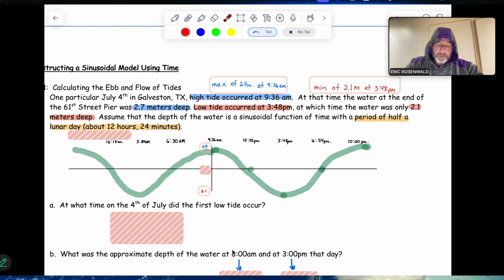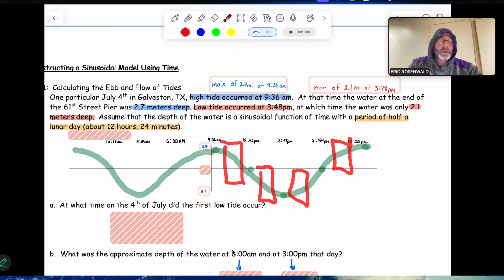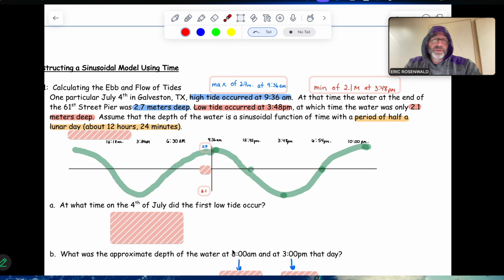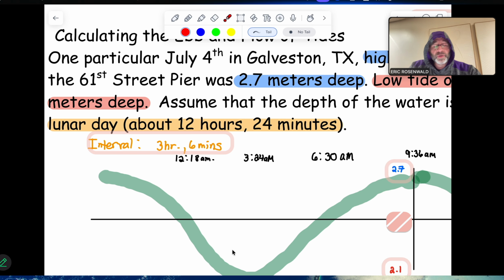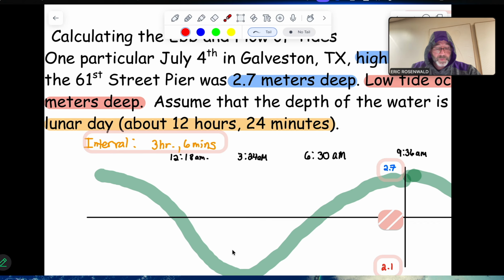Well, if we remember, in between each one of our points, there's 1, 2, 3, 4 separate spots, right? Those 4 separate spots are called our interval. It's how we move as we go from point to point. Well, if the period of this is 12 hours and 24 minutes, if we break this period into 4 equal parts, 12 divided by 4 and 24 divided by 4, means that we're going to go in increments of 3 hours and 6 minutes as we move along this.